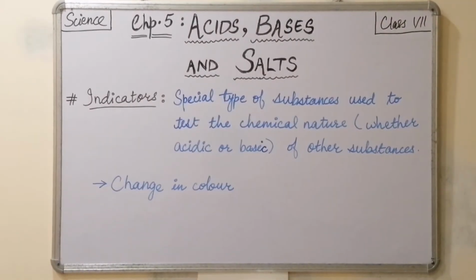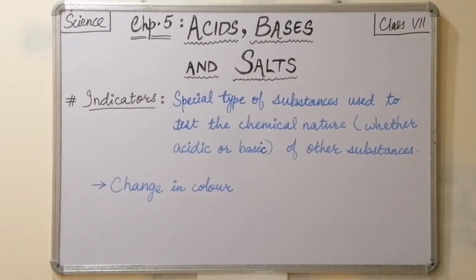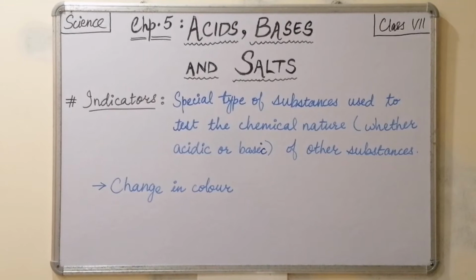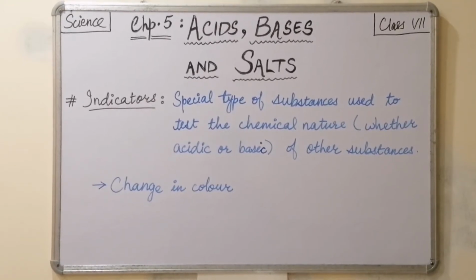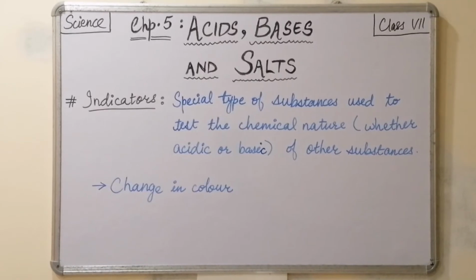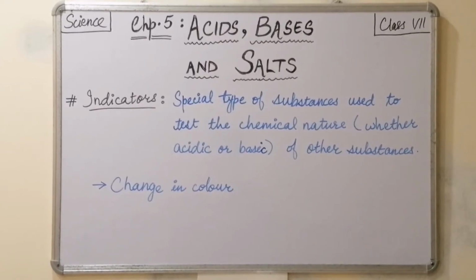The test uses indication of a color change. Okay, so a change in color is associated when we are identifying or when we are using an indicator in different solutions of acids and bases. Let us learn how these changes are visible to us.